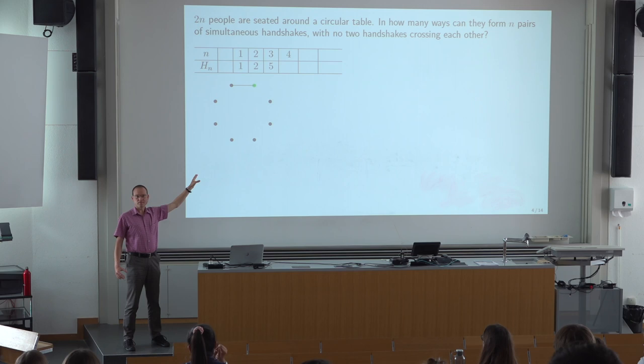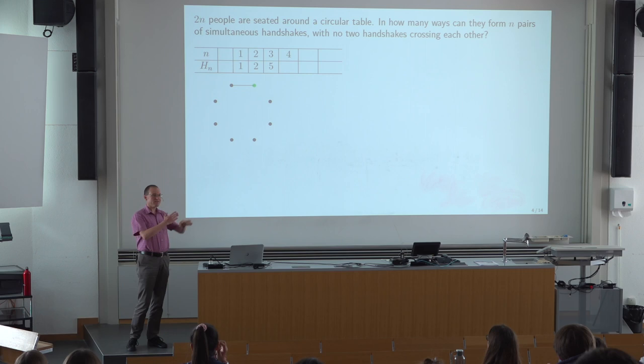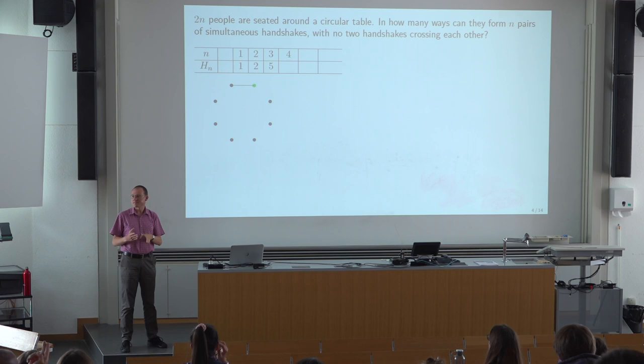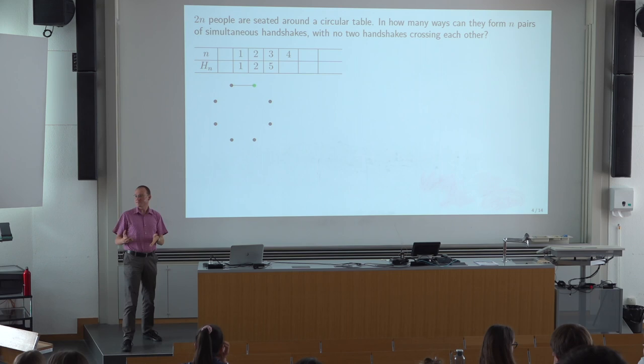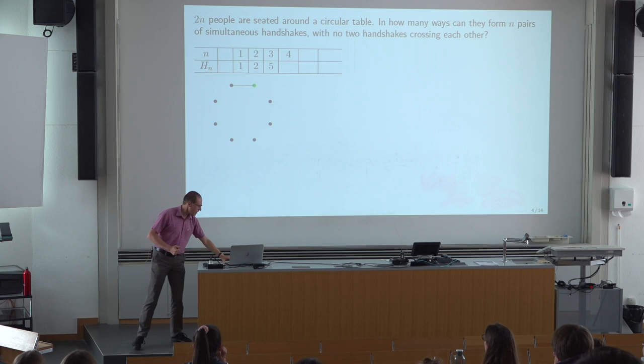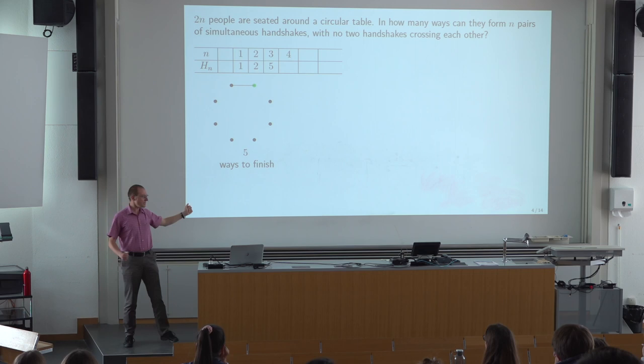You have 3 pairs left. They have to form 3 handshakes with no crossings. 5. This is what we already determined. You have 3 pairs or 6 people, and they can form 3 pairs of handshakes with no crossings in 5 different ways. This was on the previous slide. Okay, so there are 5 ways to finish, and the reason is that this handshake doesn't conflict with anything.